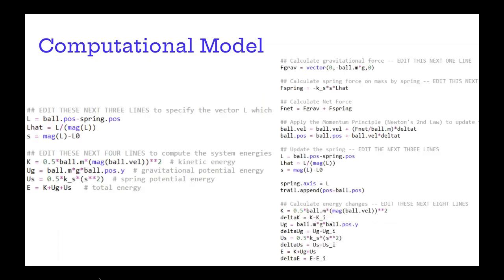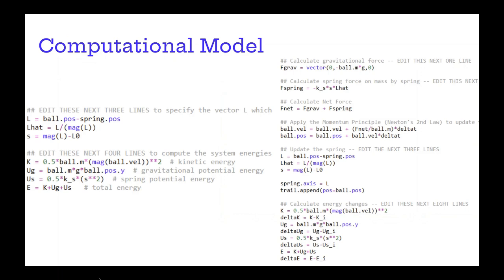In our computational model, we considered our initial conditions and equations for kinetic, gravitational potential, spring potential, and total energy as seen on screen. This allowed us to find the initial energy, which we could compare with to check and verify the energy principles were present in our computation.